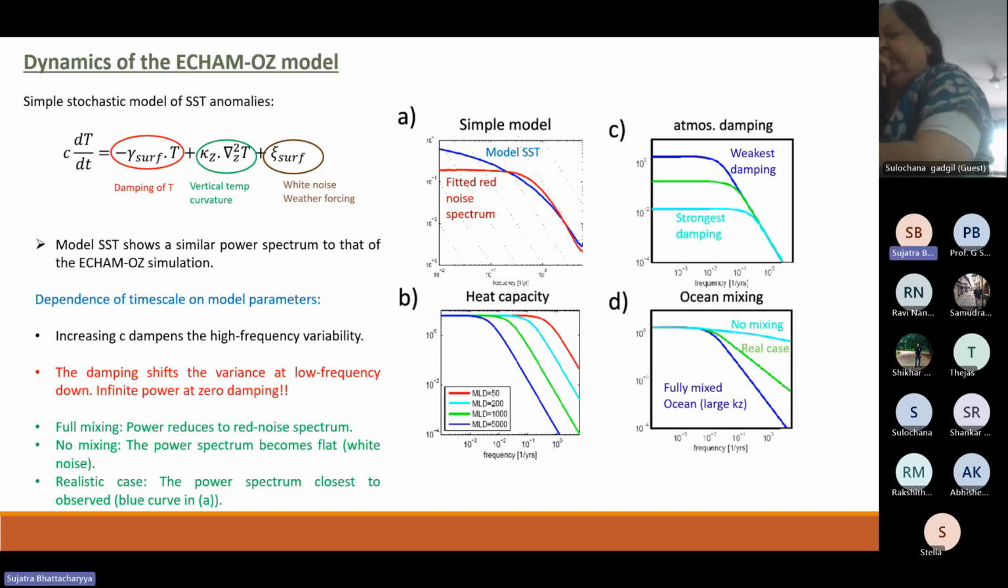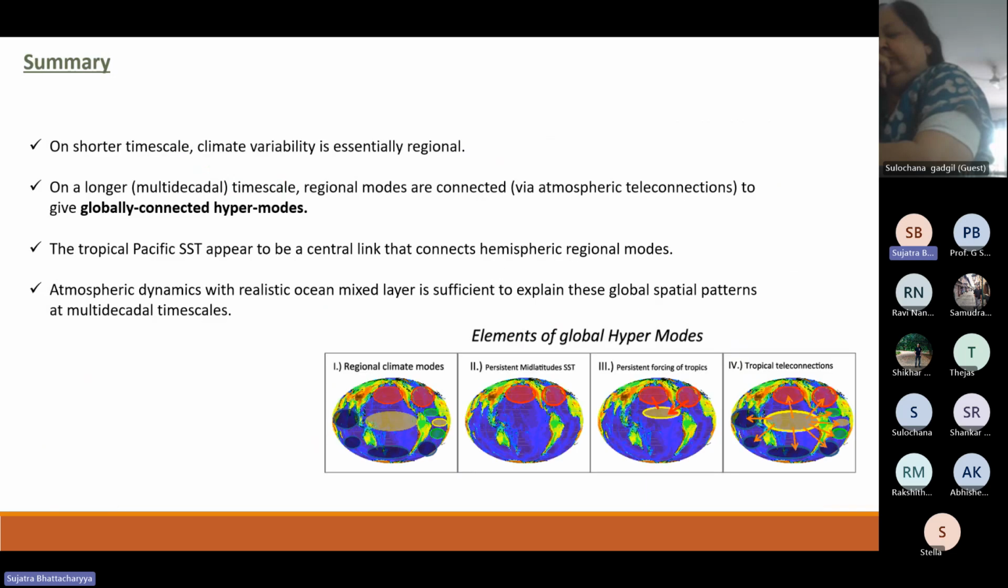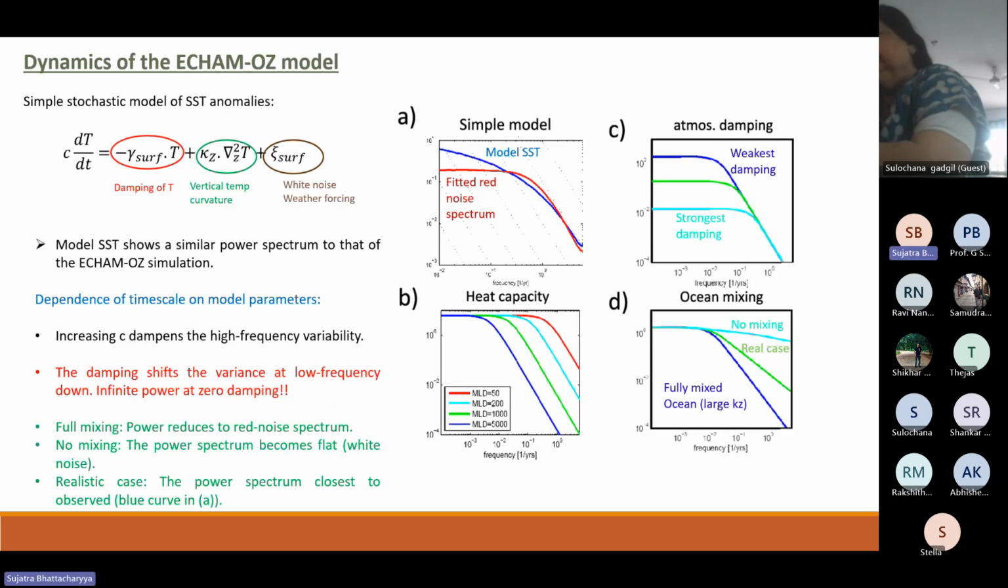So in short, we'll just conclude. What we can say is that on shorter time scales, you will have more variabilities at the regional scales. And at the decadal time scale, there are larger signals in the extratropics. And that extratropical signal continuously forces your tropics in the form of winds. That is essentially this third term.